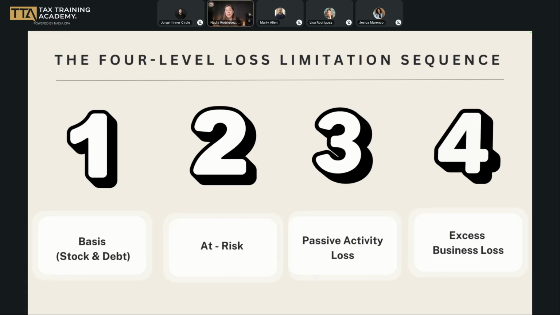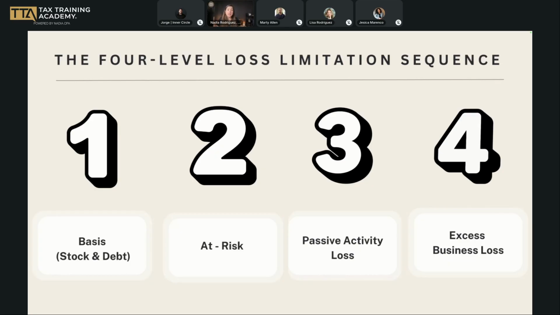And are they under the annual limit for the business loss limitation, which is about $600,000 for the year 2024 for a married filing joint couple? So if you aggregate everybody's losses and it's over that amount, then you're limited to only being able to deduct the annual limit. The rest gets carried forward to next year. So those are the four tests.